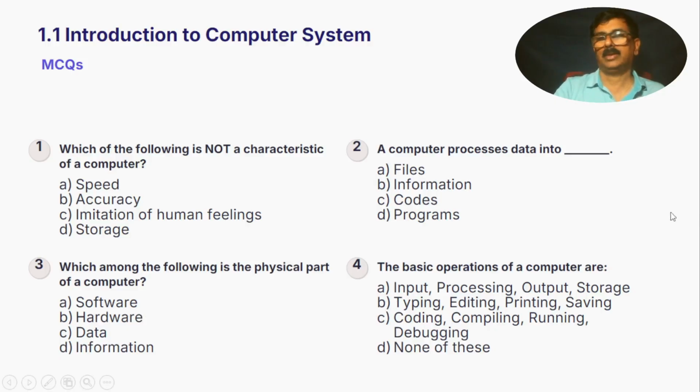That is hardware. The basic operations of a computer are: input, processing, output, storage; typing, editing, printing, saving; coding, compiling, running, debugging. None of this. In this one, IPO, that is input, process, output is there. That means this is the one that is along with the storage.